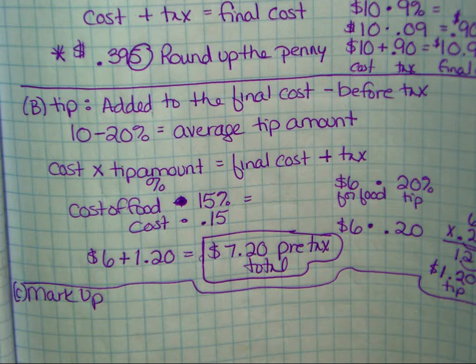So in fundraisers, we usually sell an item, but we buy that item at a certain price, and then we charge the people who are buying it more. And that additional price is called a markup. And that markup helps us to make a profit.